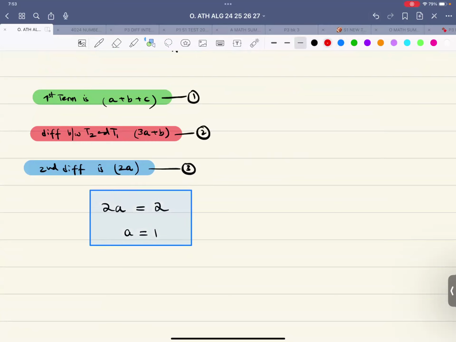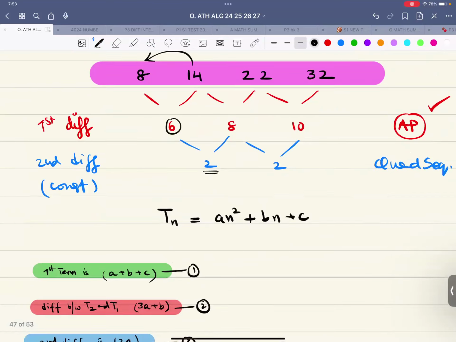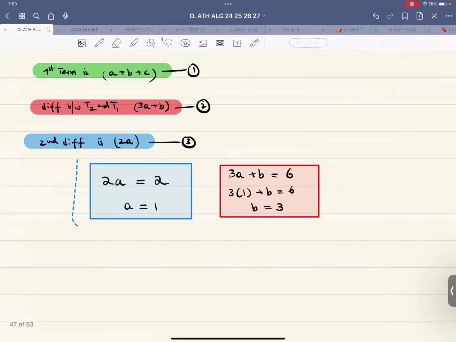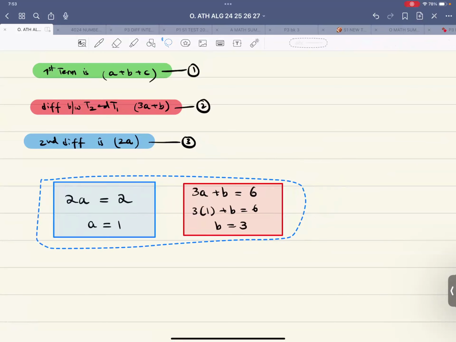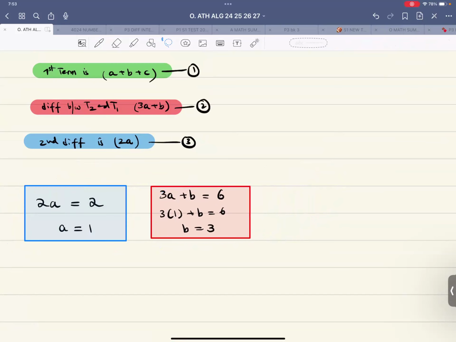Now, let me move to the second part, which is the red part, which is 3a plus b. So this is 3a plus b equals to the difference between T2 and T1. So 14 minus 8, which is 6. So therefore, this is 6 and a is 1. 3 into 1 plus b equals to 6. Therefore, b comes out to be 3. So the second part is also done. So just look at the working style in which I'm working. That will make your life a bit easier. And now the last thing, the green part, that is this.